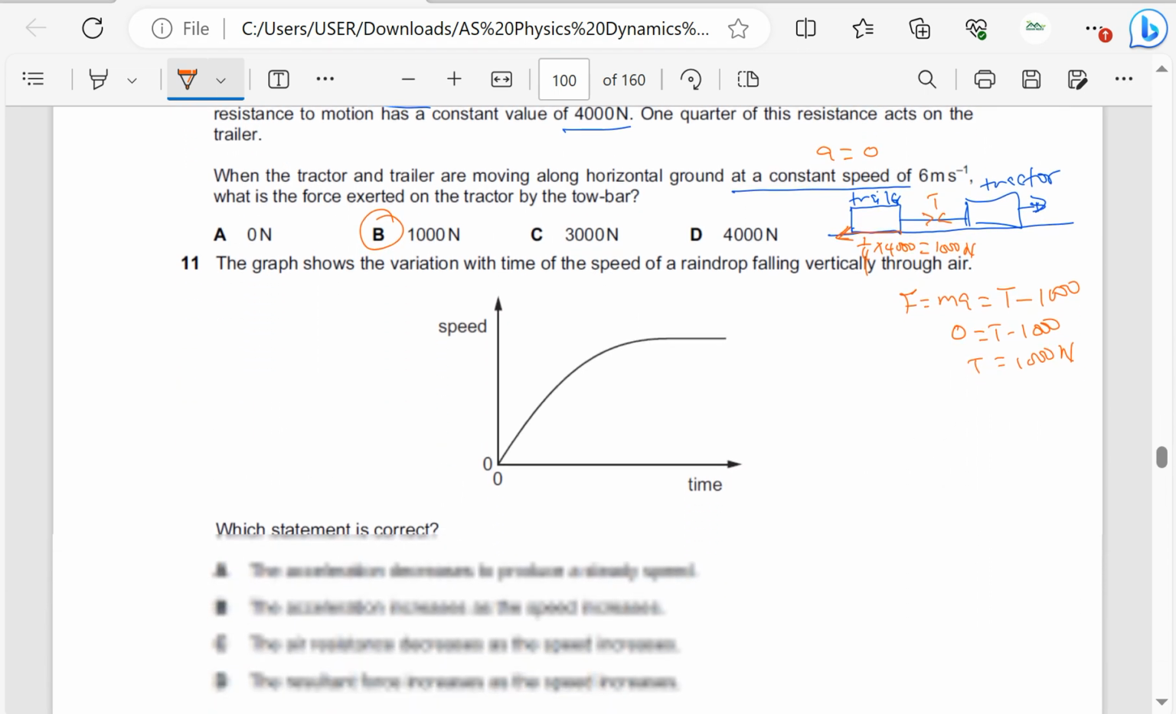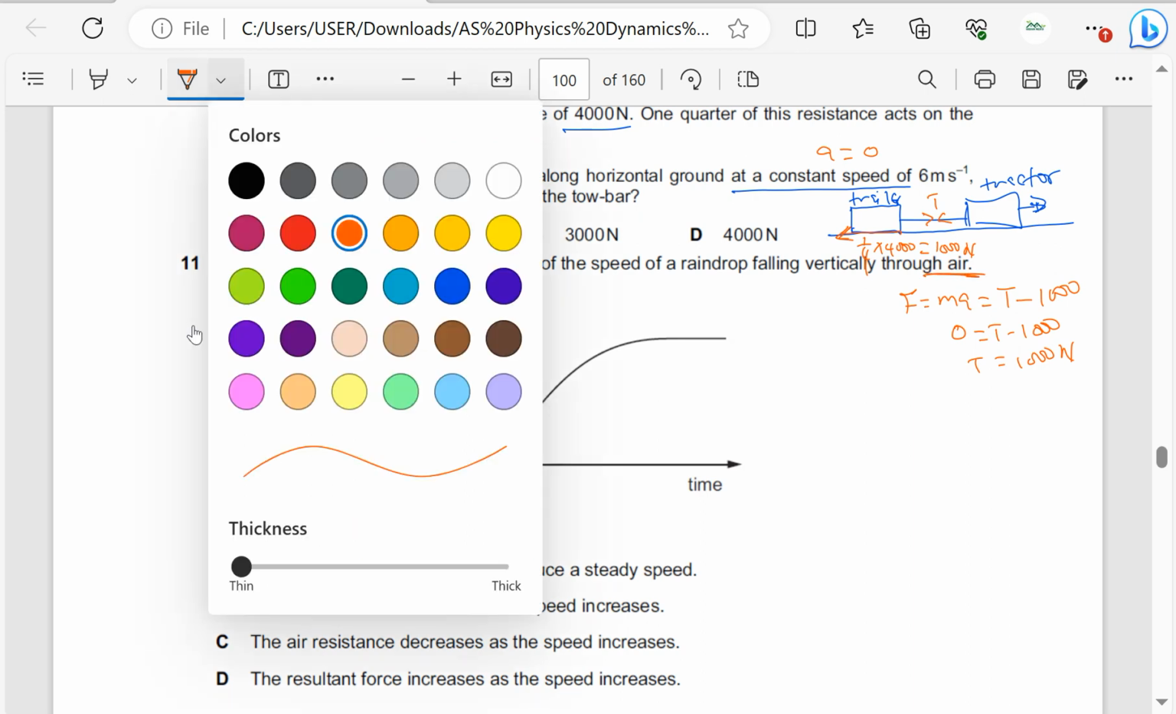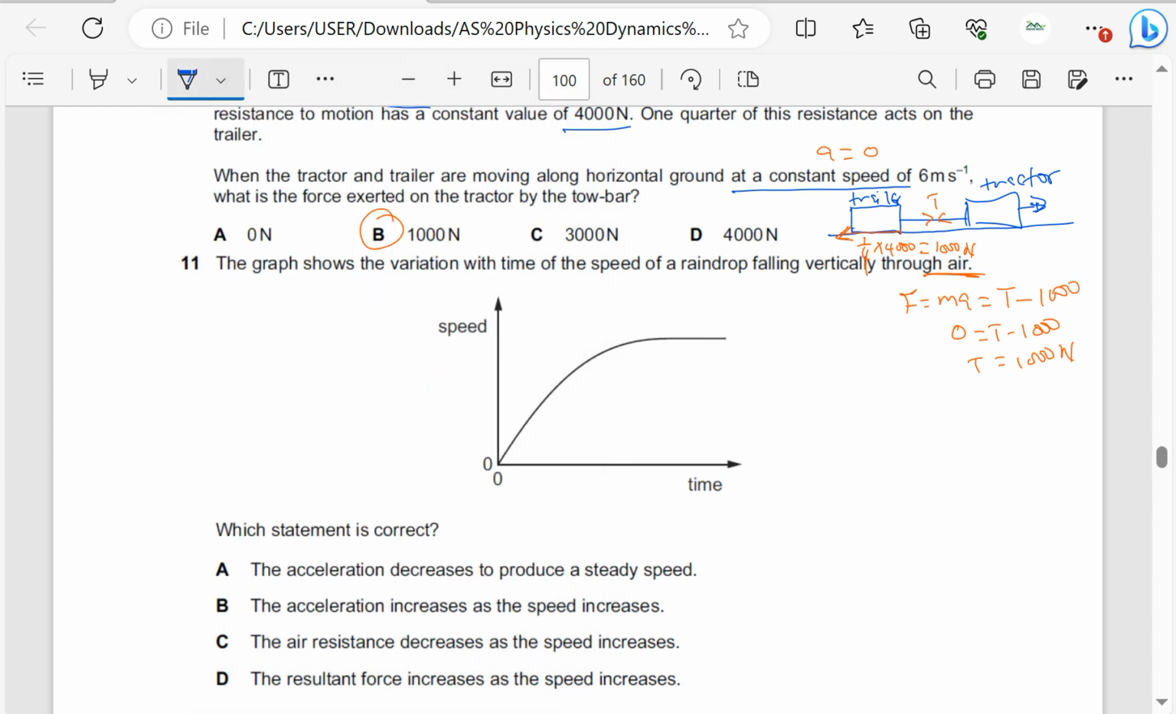The graph shows the variation with time of the speed of a raindrop falling vertically through air. Remember this, for a speed-time graph, the gradient is the acceleration. So at this point here, the acceleration is 0. At that point, the velocity is constant.